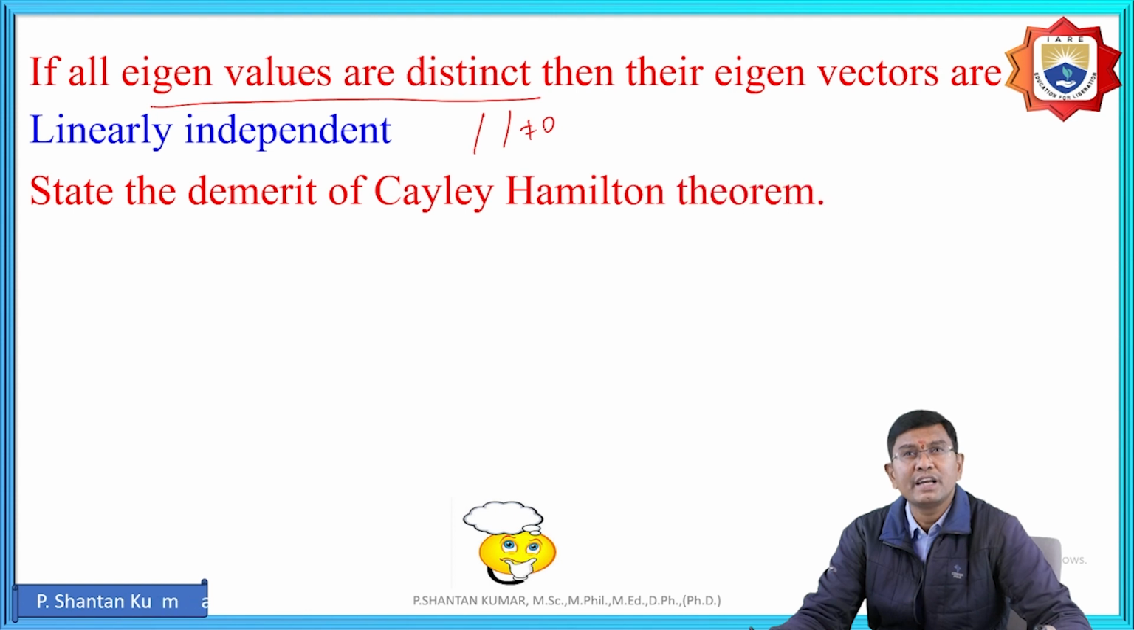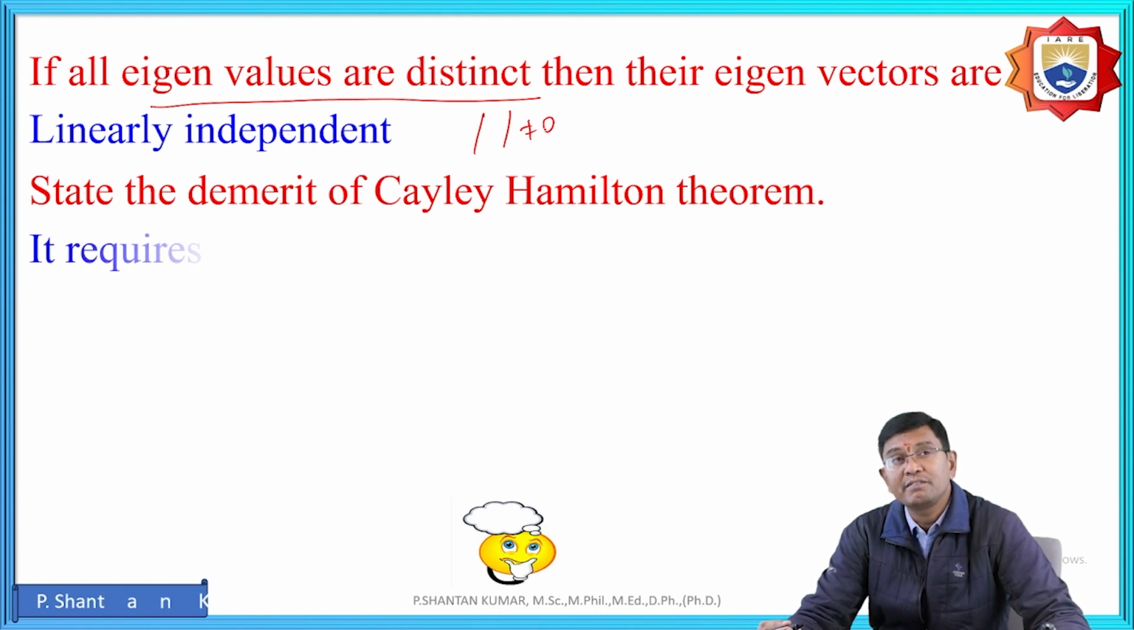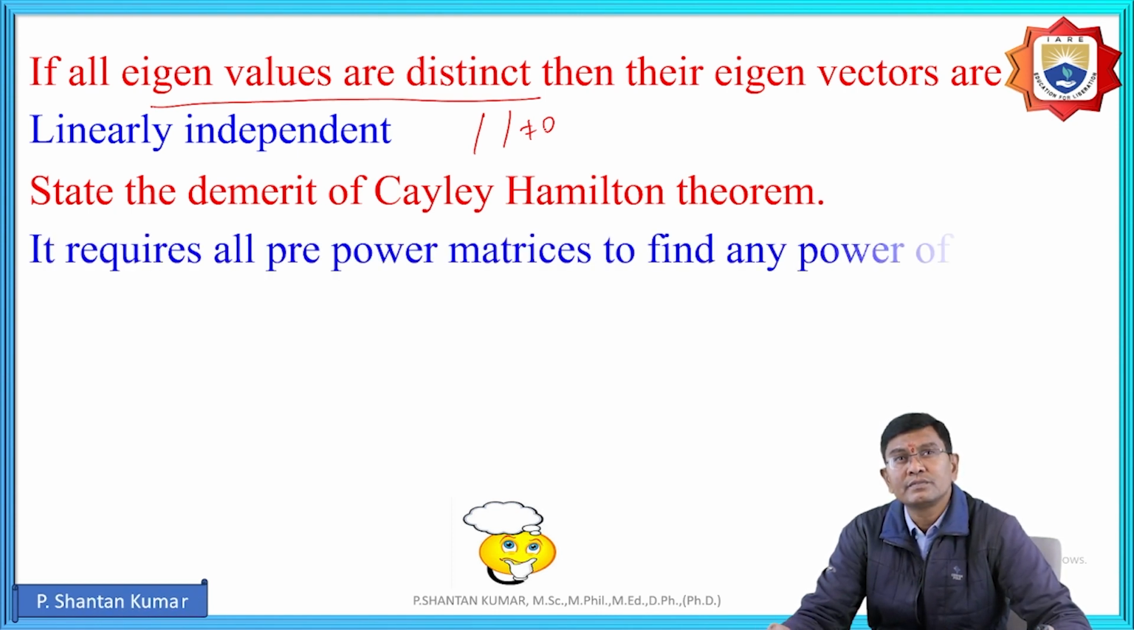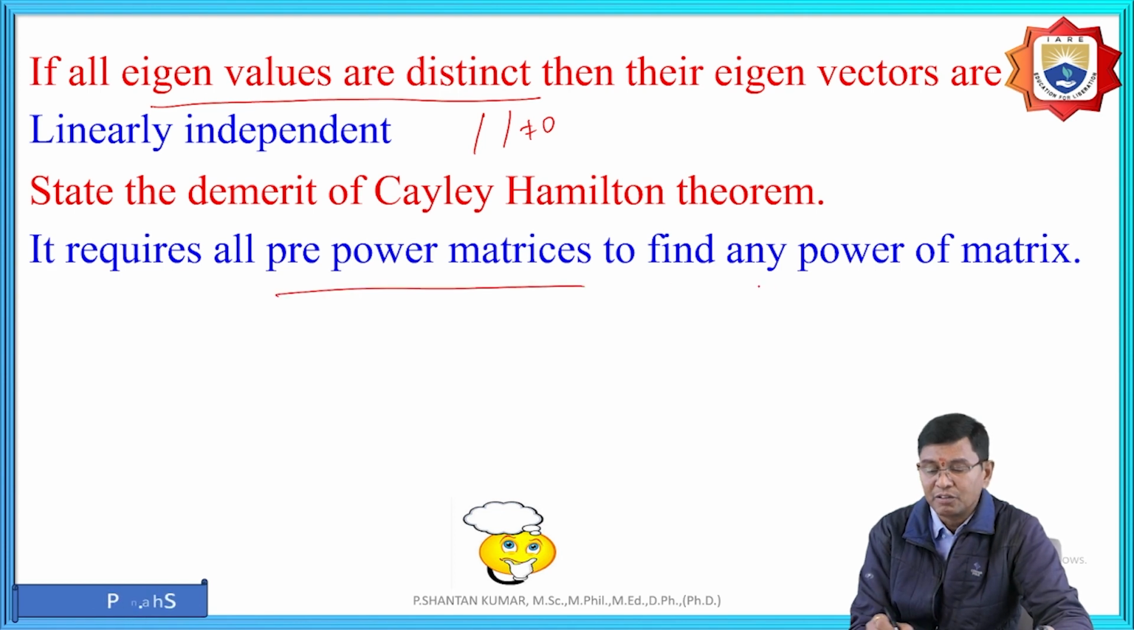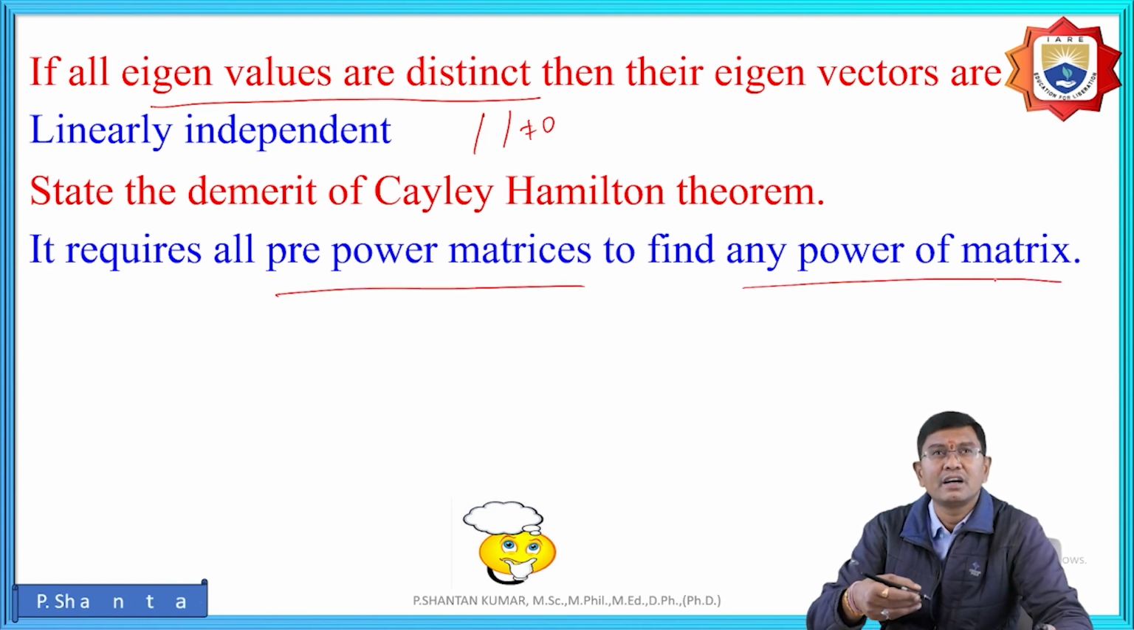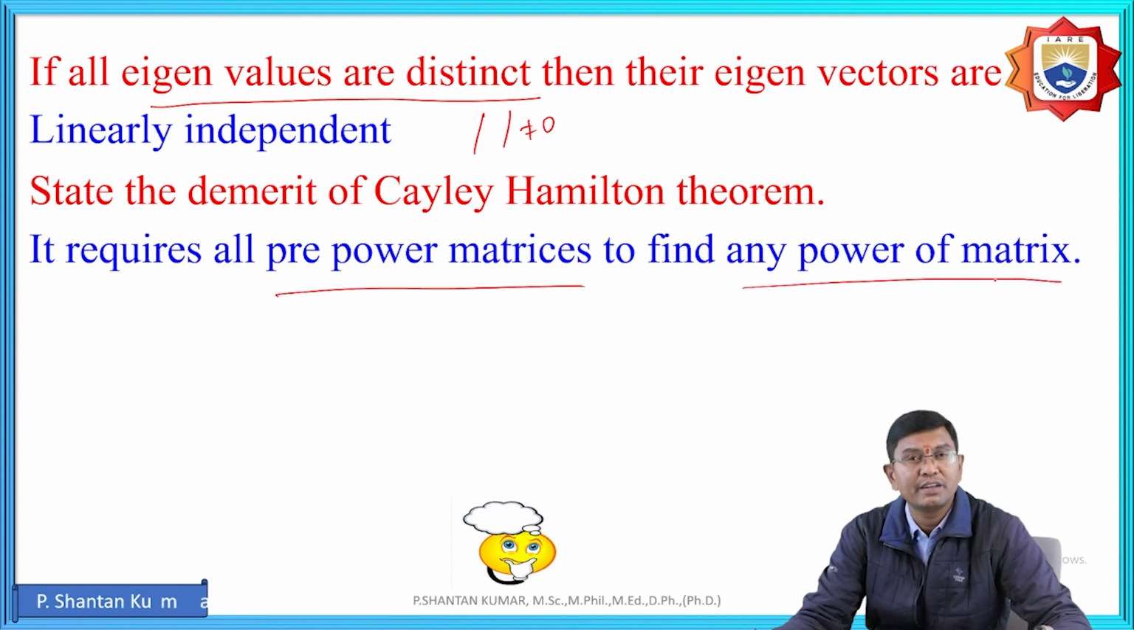State the demerit of the Cayley-Hamilton theorem. The demerit is that at the time of using the Cayley-Hamilton theorem, we generally need pre-multiplications and lower powers of the matrices to find any higher powers of the matrices. These are the demerits of the Cayley-Hamilton theorem.